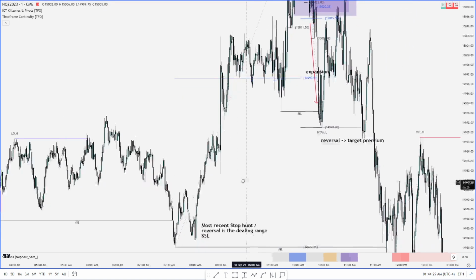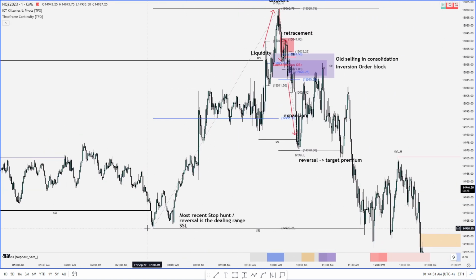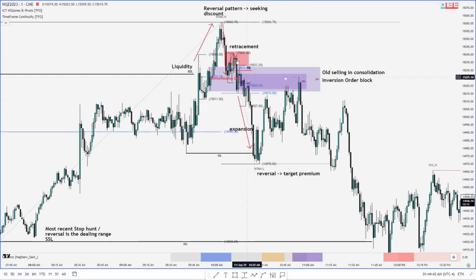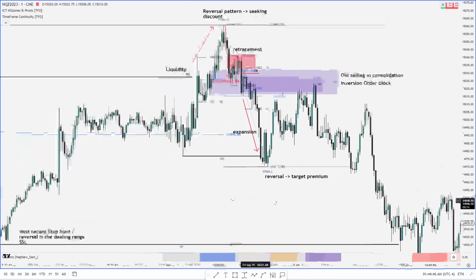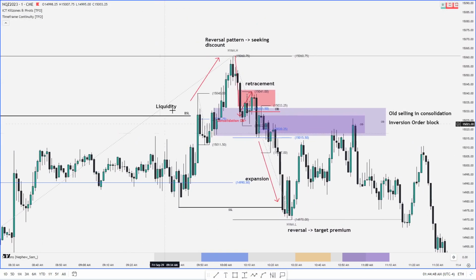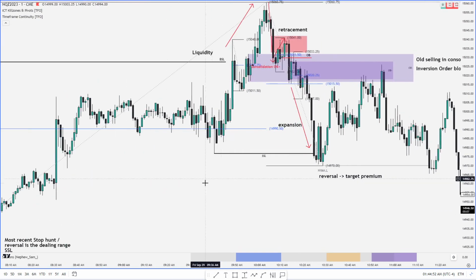Sell side liquidity. Take that, measure from dealing range low to high from the secondary retracement. This is your buy side liquidity from the hourly chart. Trace into that, you come down into discount. So this is what this blue line is. Into discount. So you have liquidity sweep into reversal pattern seeking discount of the dealing range high to low.